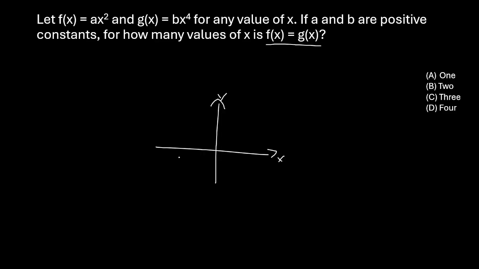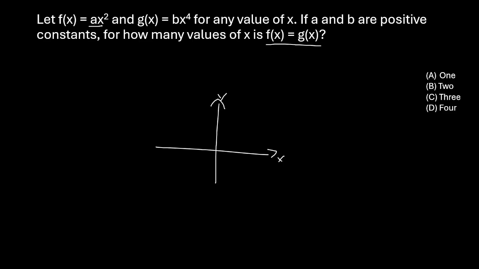If we graph them, let's say we have a function like this, and a function like this. They would be equal if and only if they intersect each other. So how can we use that to our advantage? What do we know?